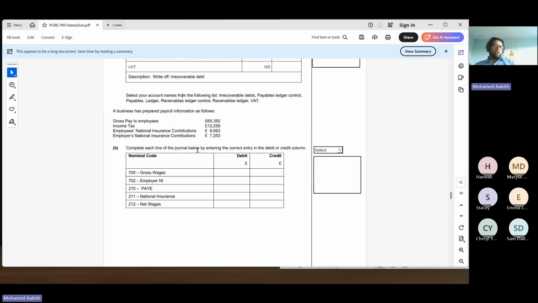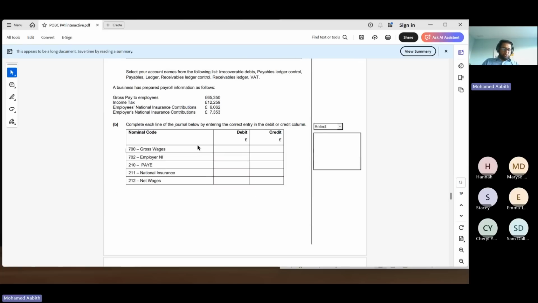Now let's look at the next one here. This is the wages control account. Many of you may have seen my previous videos as well. When you see this journal, you have to consider and identify the nominal codes. Can you see these two nominal codes here? I'm not going to select now. So this nominal code and this nominal code mean something other than this nominal code.